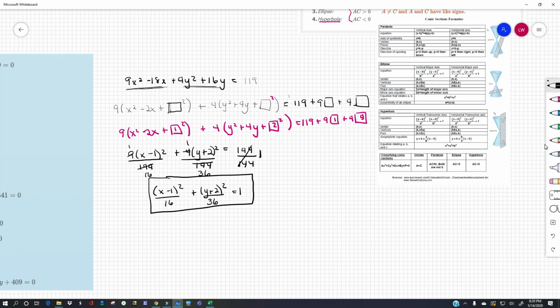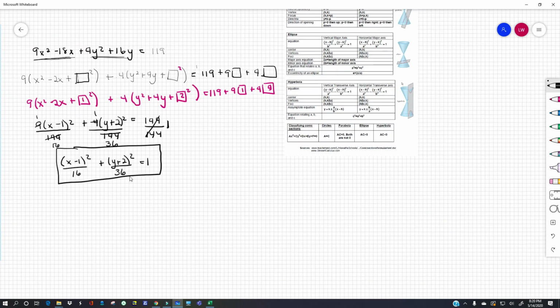Now if I needed to graph this thing, right, we could do it. We know that the bigger number is under y, so we're going to have a vertical major axis, and we know the center is at 1, negative 2. Right, at 1, negative 2 is the center. If I wanted to plot the vertices, then I would have to go plus or minus 6 from the center, so 1, 2, 3, 4, 5, 6, so I'd have a vertex here, and then 1, 2, 3, 4, 5, 6, another one here. Well, that's off a little bit, isn't it? 1, 2, 3, 4, 5, here, 6, sorry.